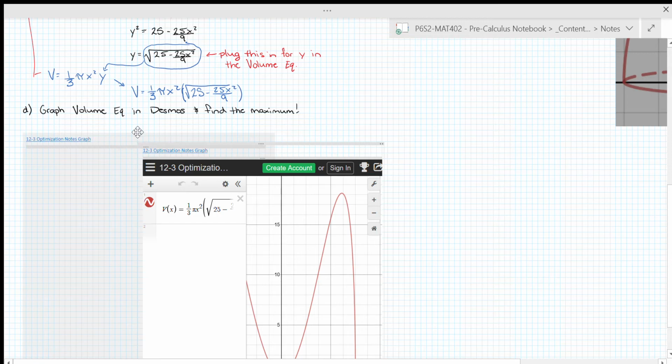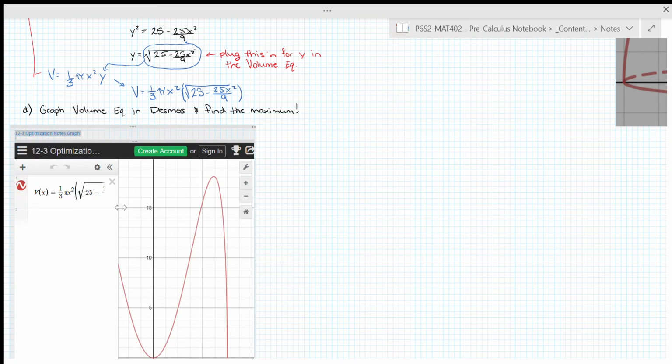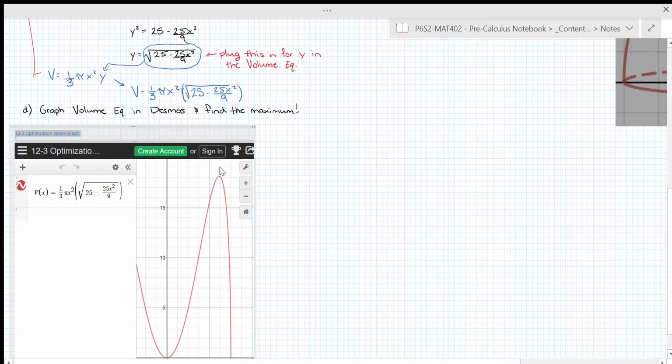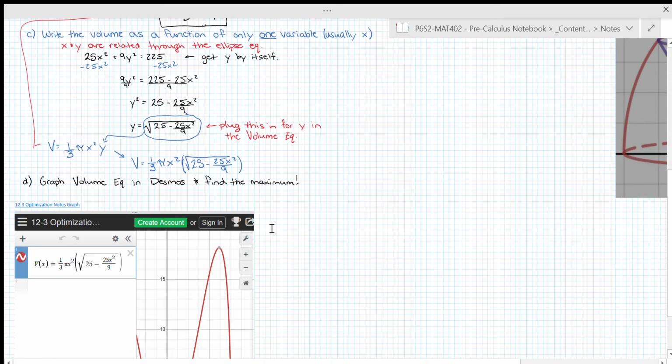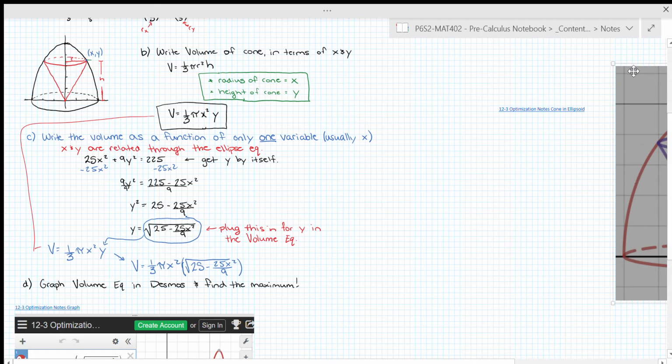Right. So here's that equation again, just rewritten. I'll slide this over so we can see the whole thing. My volume as a function of only x is 1/3 pi x squared times the square root of 25 minus 25x squared over 9. And again, I know that when my x value is 0, the radius of the cone is 0, and it has no volume. When the x value is 3, that means the radius of the cone is 3, but then I have no height.